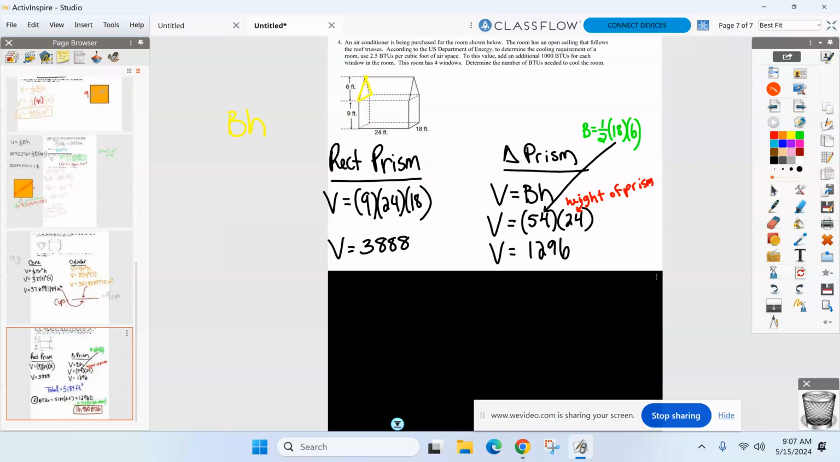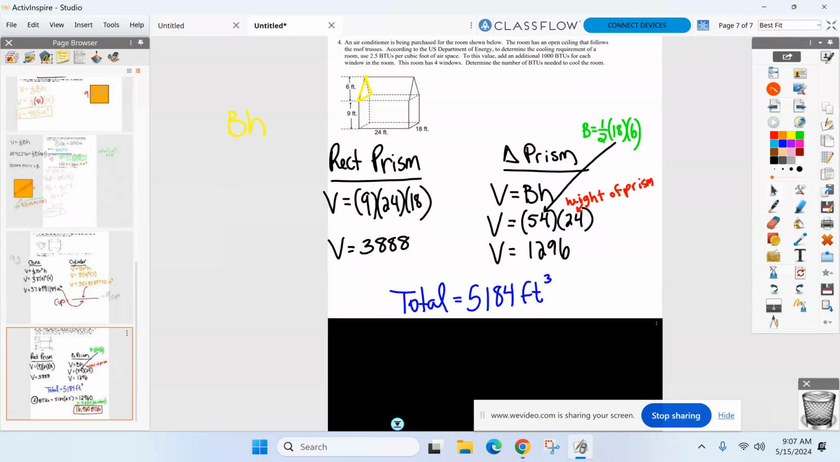All right, so 3,888. Make sure we got the triangular prism down. B is the area of a triangle. 1/2 base of that triangle is 18, height was 6. So that's why big B is 54. 1/2 base times height. And we just went over the height of the prism, 24. So we should have got 1296. Add them together. Total volume, 5,184.